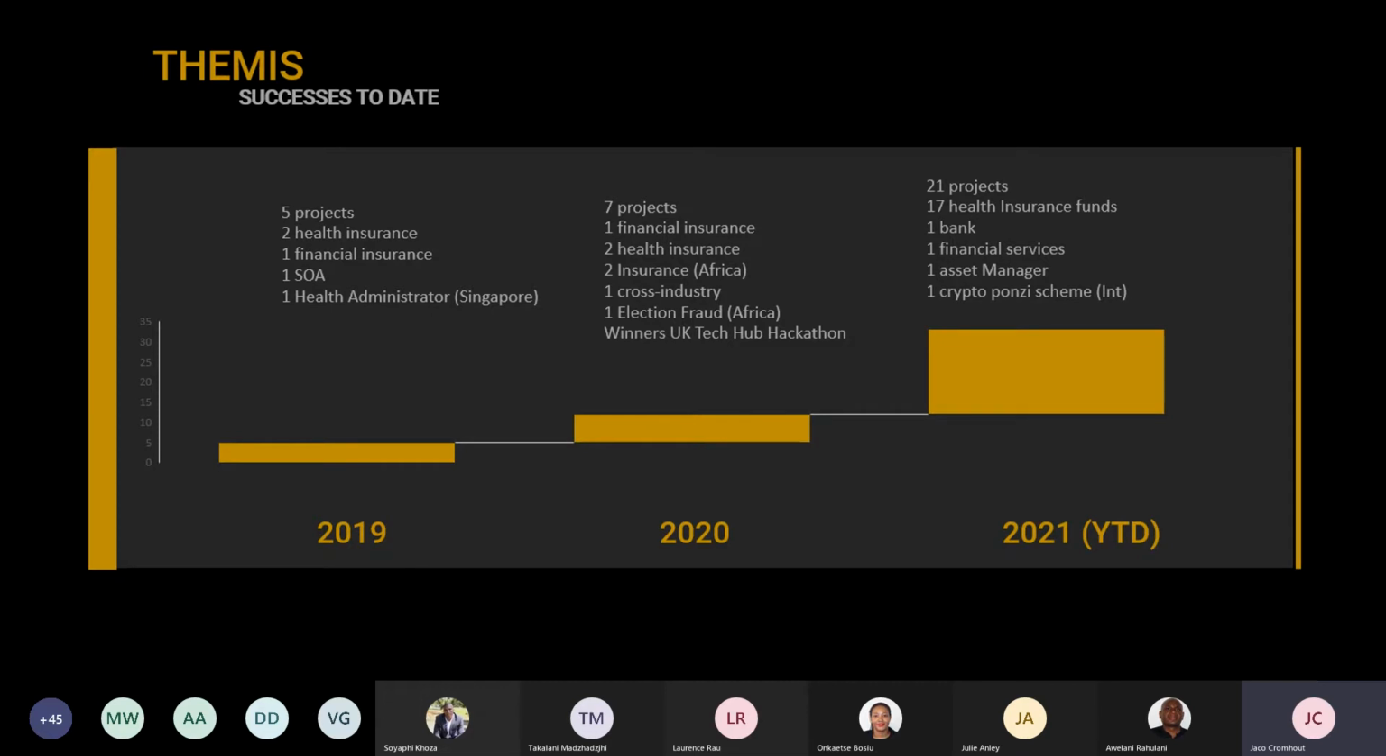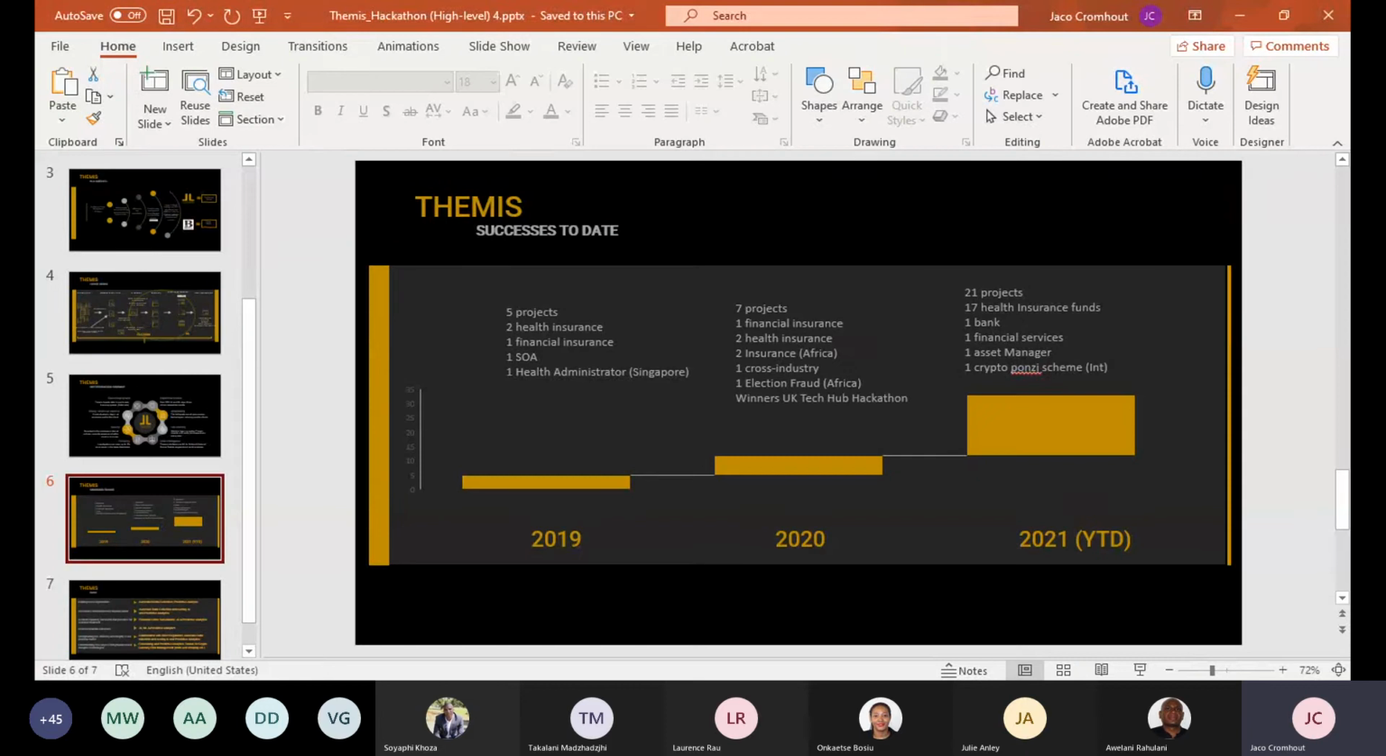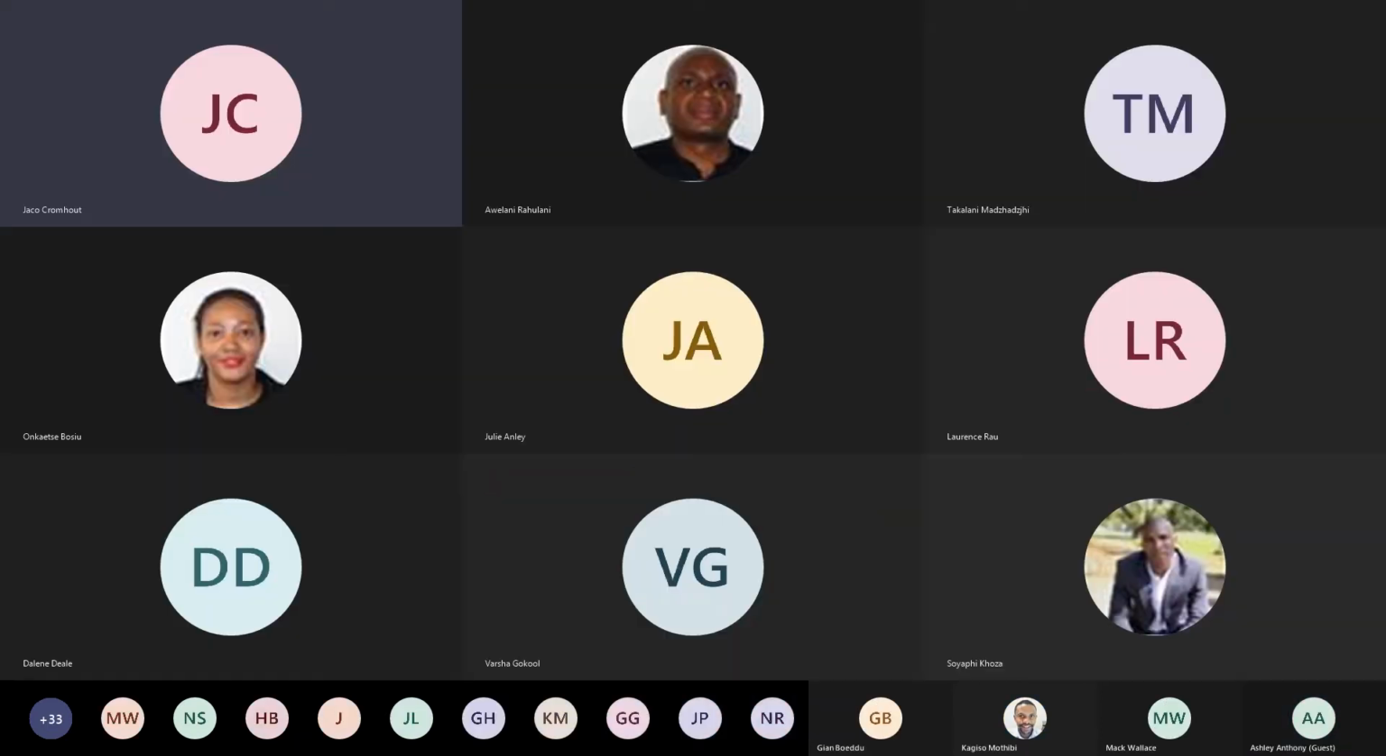And this is from your health insurance side, banks, financial services, asset managers. And we're also busy with a crypto Ponzi scheme investigation for an international client. So over to you. I'm handing over to my head of forensic, Sagan, and my head of BI, Dwayne. Thank you, guys. Take it away.